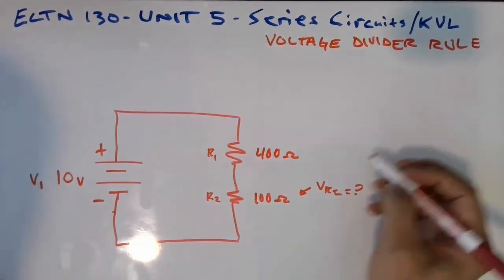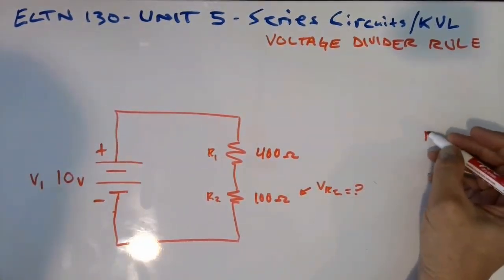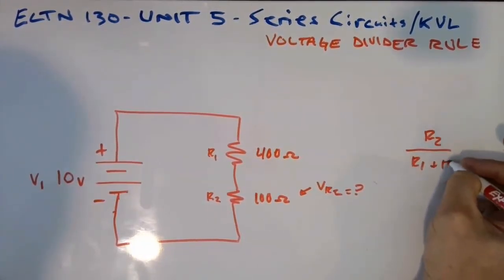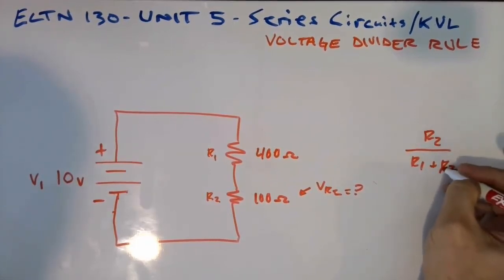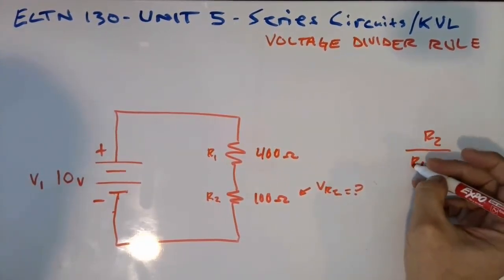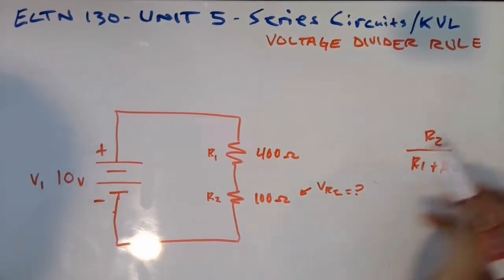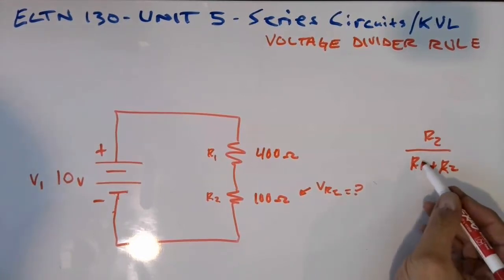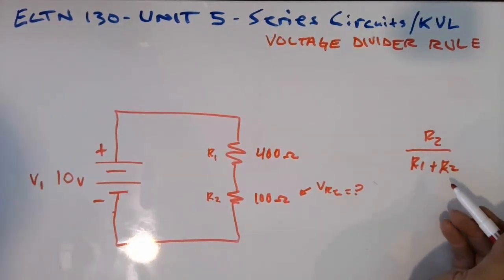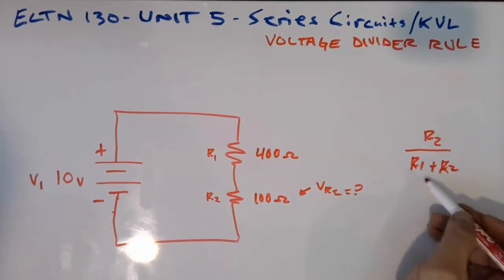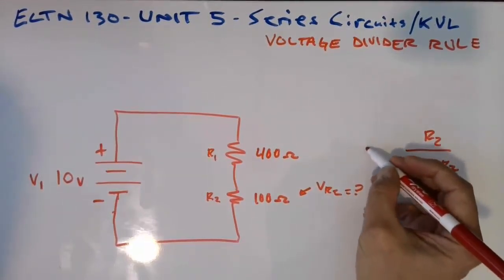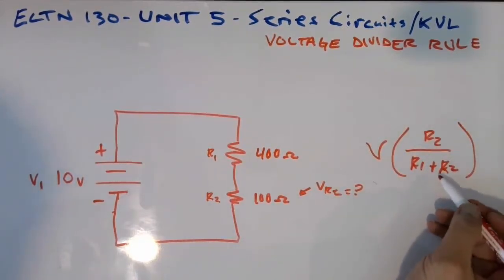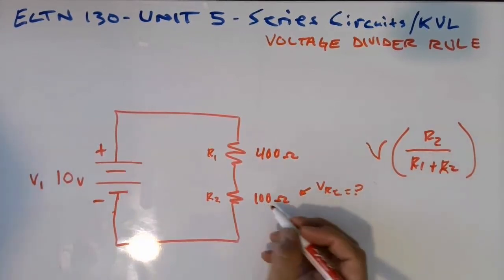Well, if we look at it as a ratio of R2 divided by R1 plus R2, what we're looking at there is a fraction of that small resistance compared to the total resistance. And that fraction is, because Ohm's law is a linear equation, it turns out that if we simply multiply our voltage, V, times that fractional amount, we end up getting the total voltage across that resistor.